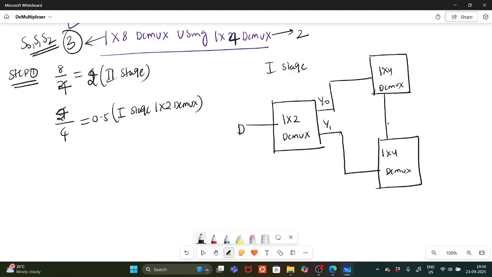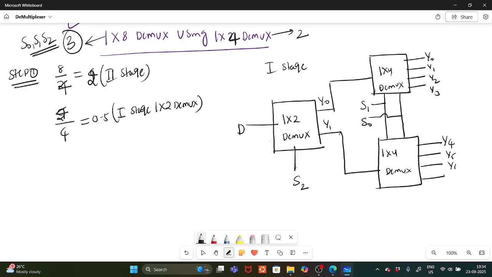So 2 selection lines I'm giving like this: this is S1 and this is S0. And this one, it's not S1, this is S2. And how many outputs? Each DeMux gives 4 outputs, so you will get Y0, Y1, Y2, Y3, Y4, Y5, Y6, and Y7. So like this we can implement.